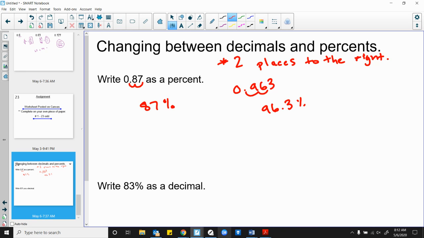96.3%. Now, if I'm at a percent and I want to go to a decimal, I'm going to move it 2 places to the left. So 83%, the decimal's right there. It gets moved 1, 2 over there, and I get 0.83. Okay? And that would be my answer there.